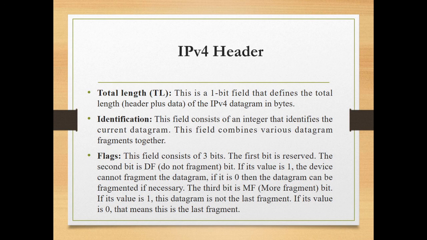Next is the flag byte. It contains 3 different bits. The first bit is reserved. The second bit is DF, or do not fragment bit. If its value is 1, the device cannot fragment the datagram. If it is 0, then the datagram can be fragmented. The third bit is MF, or more fragments bit. If its value is 1, this datagram is not the last fragment. If its value is 0, that means this is the last fragment.